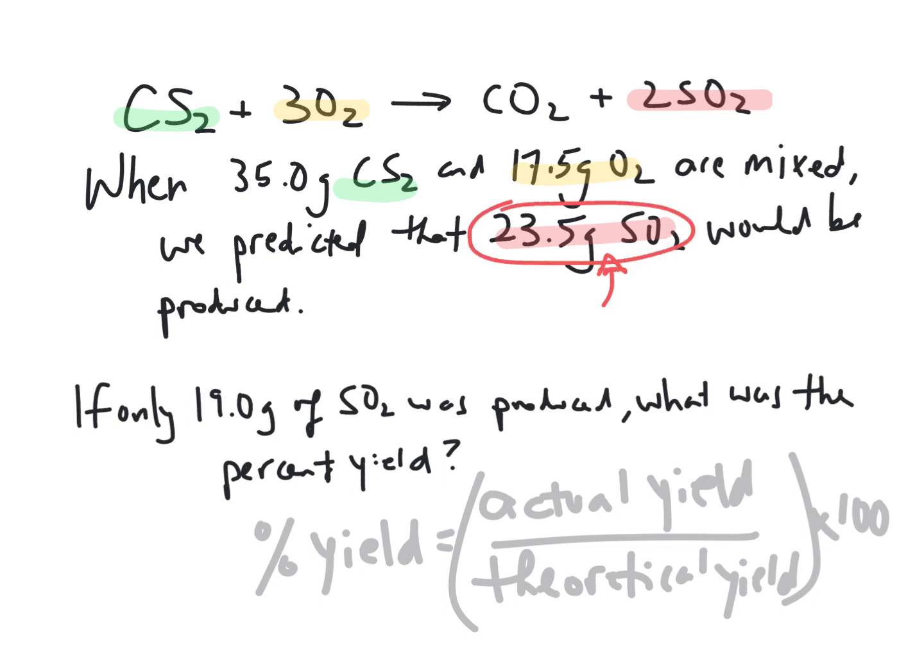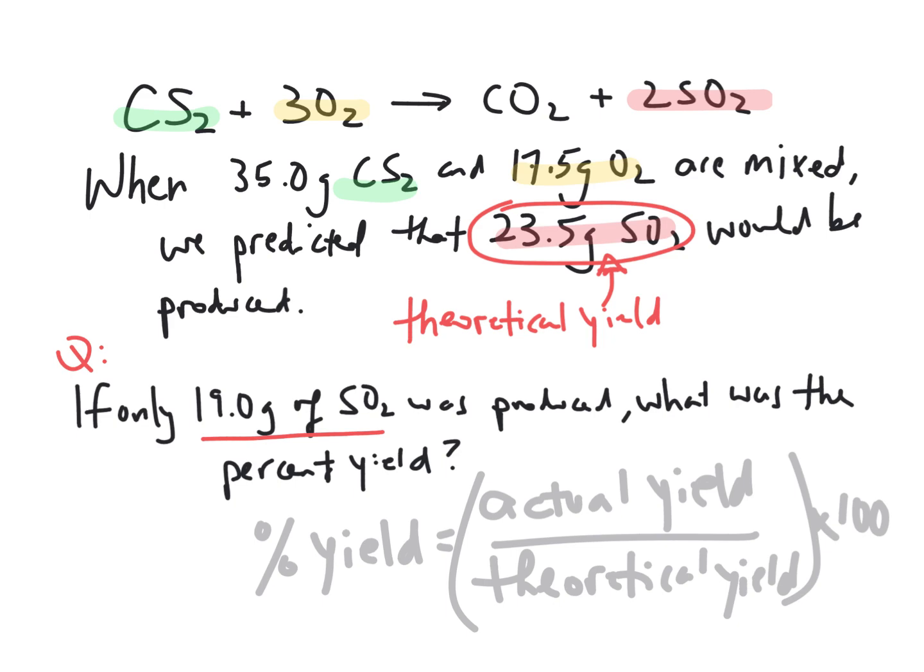This value of SO2 right here is therefore what we would call the theoretical yield. It's like the perfect world scenario. That's how much of it we would get. We could never get more than that, but we could always potentially get less than that. And in practice, we almost always do get less than that. So the question that we're really trying to answer here is, if only 19 grams of SO2 is produced, what was the percent yield? So we'll have to use the percent yield equation here, the actual yield, which is this bit here.